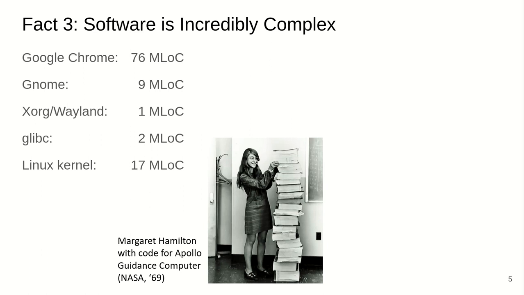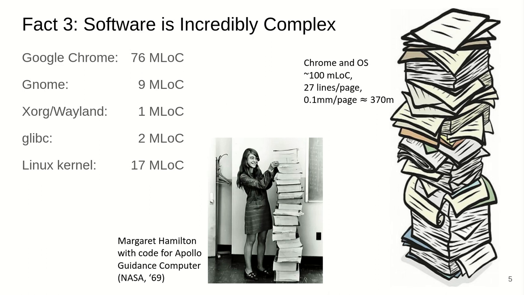Now, if we print the source code for Google Chrome and the operating system at about the same density, we end up with a stack of almost 400 meters, right? And the stack is growing by 50, 60 meters each year, right? So this is a massive amount of complexity.